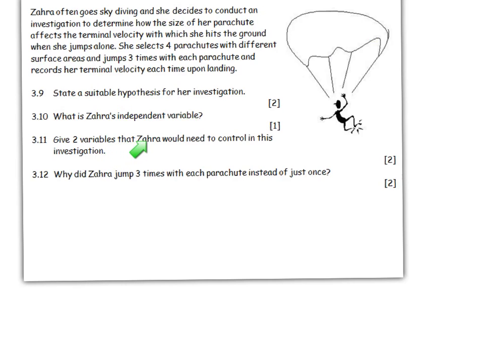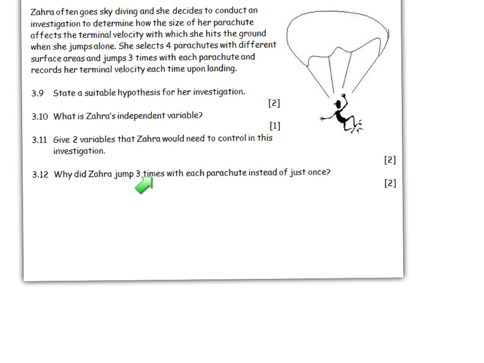Give 2 variables that would need to be controlled in this investigation. There are lots of different ones, but the height of the jump, the mass of the person, the surface area of the person with their clothes, the weather conditions would need to be the same. It would need to be in the same place on Earth, not on the top of a mountain and then near the ocean. Any of those would have been acceptable.